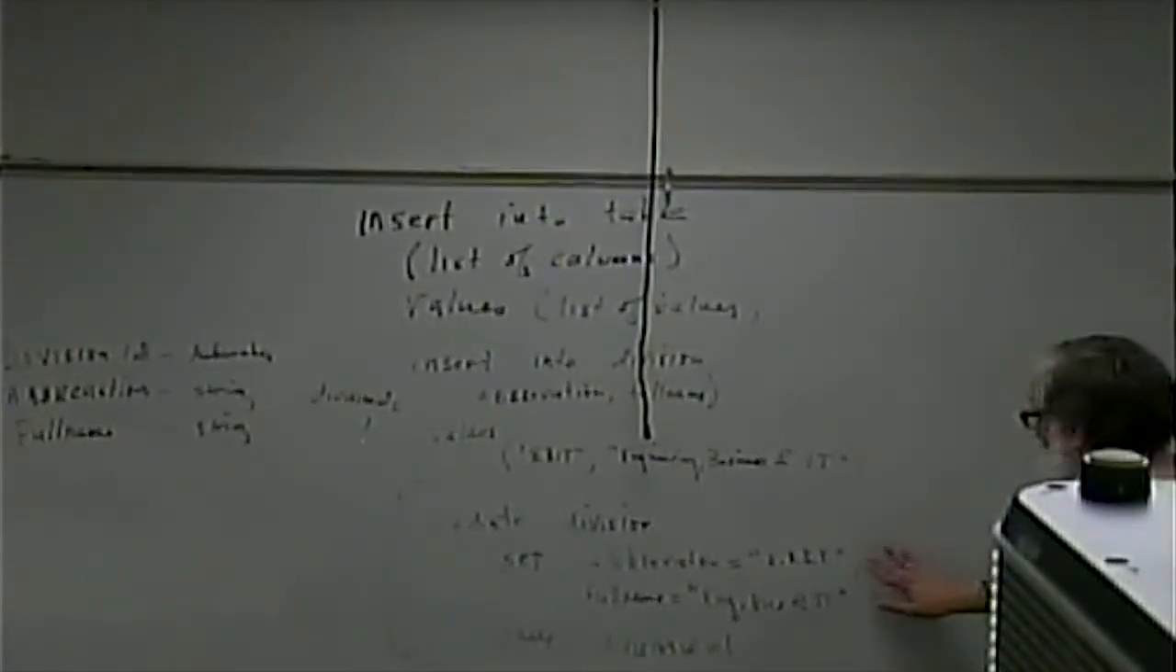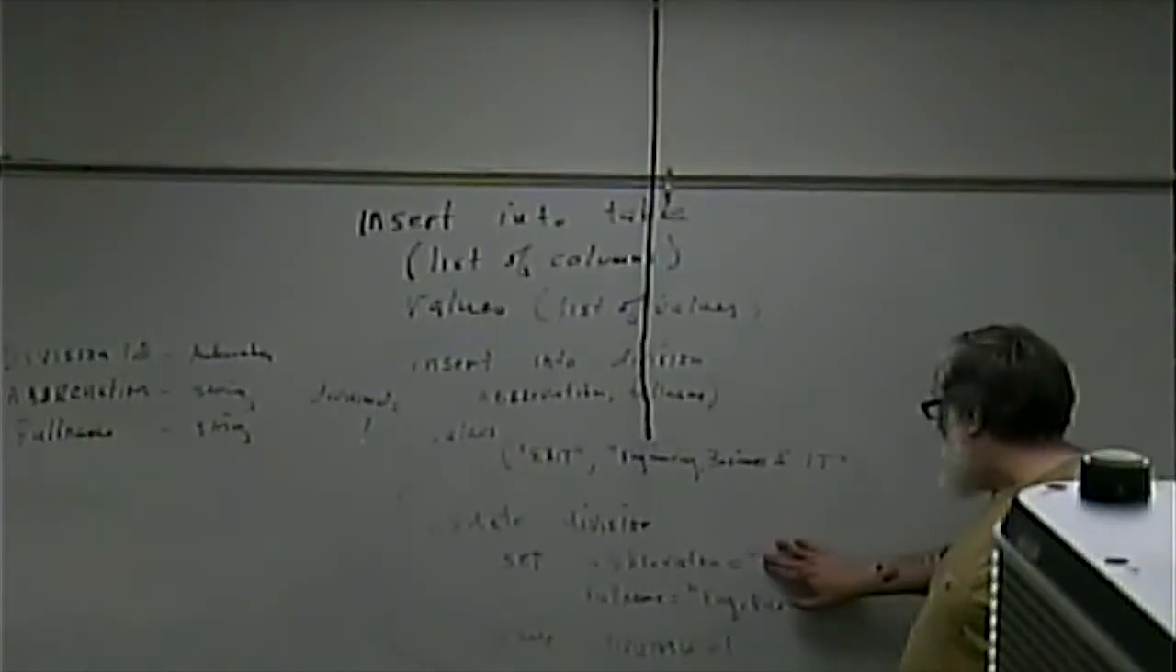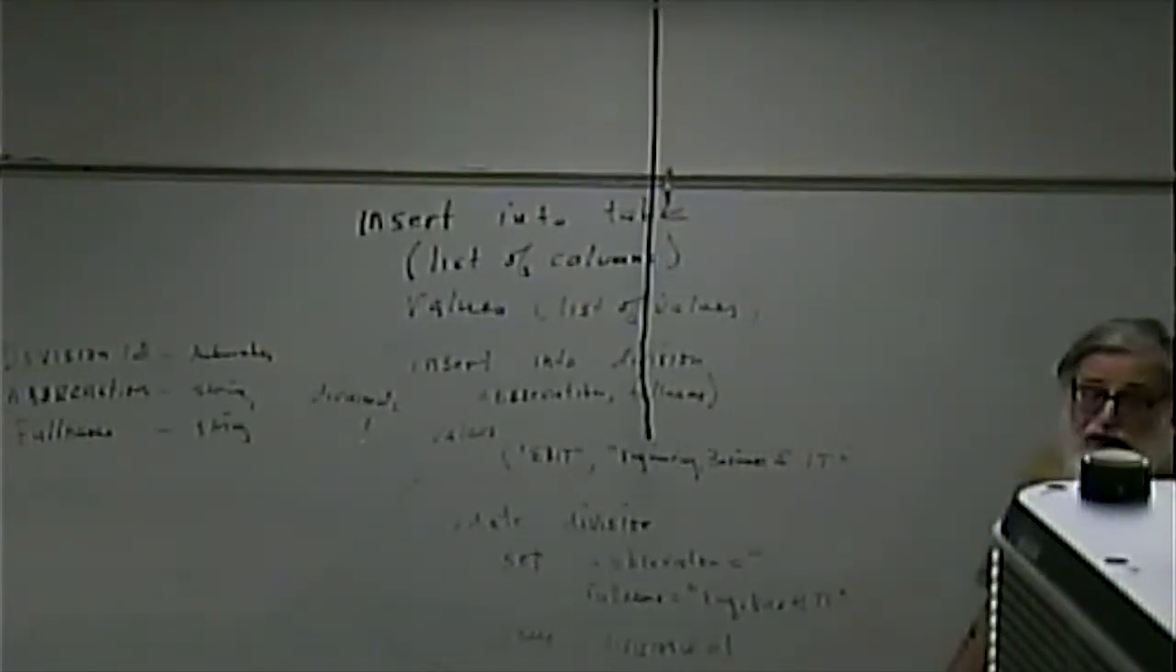So, if we try to set the abbreviation to nothing, if that's a required field, we'll get an error, because we're trying to update something that violates the database rule.